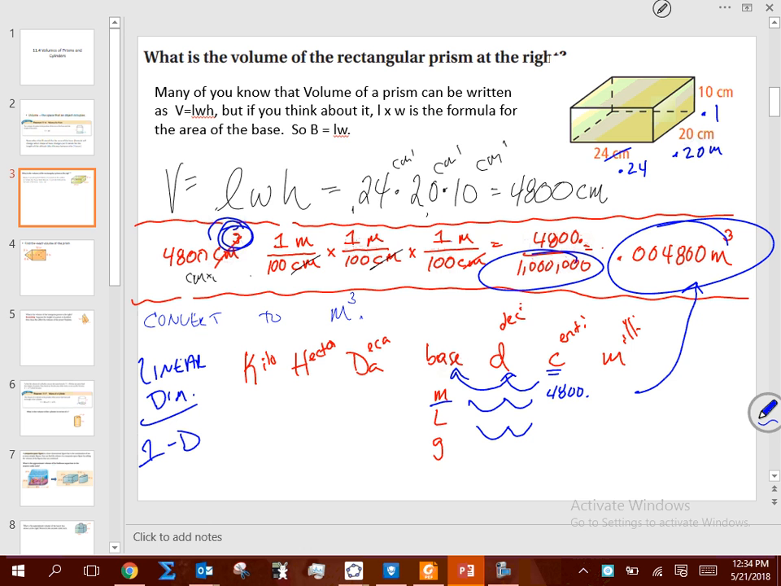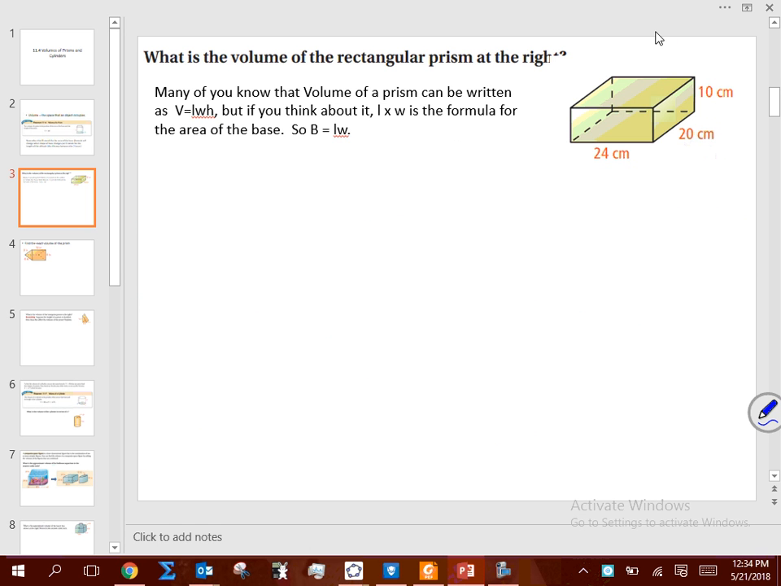What if my question was this? We've got a volume of 4,800 cubic centimeters, but I want you to change that to liters. Right now, when I think about centimeters all by itself, centimeters is just a distance, right? Liters is actually a volume.